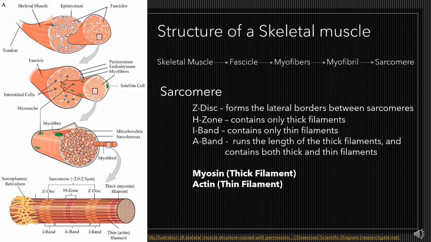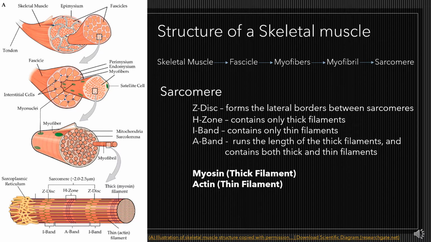Now, we will be taking a deeper dive into the structure of myofibrils and more specifically the sarcomeres. Within the sarcomere, we can find the Z-disc that forms the lateral borders between sarcomeres. There's also the H-zone that contains only thick filaments, the I-band that contains only the thin filament, and the A-band that runs the length of the thick filaments but also contains both thick and thin filaments.